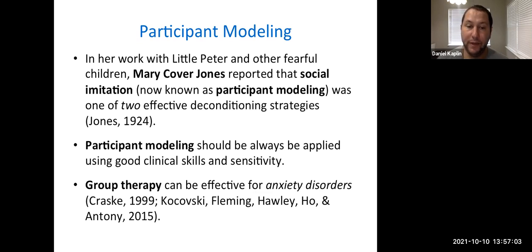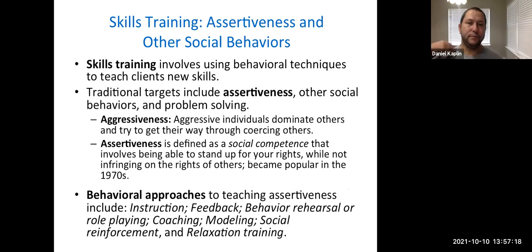Now, we also have behavioral strategies, behavioral-based group therapy, that has been demonstrated to be effective for anxiety disorders. For example, social phobia, group therapy, and participant modeling can be useful. All right, now let's talk about social skills training, things like assertiveness. Now, I want to distinguish between assertiveness and aggressiveness. Assertiveness is a way of advocating for oneself in a socially competent way, but doesn't cause any harm to other people. Whereas aggressiveness is a way where people try to dominate other people either through physical harm or coercion. We don't want to engage in aggression.